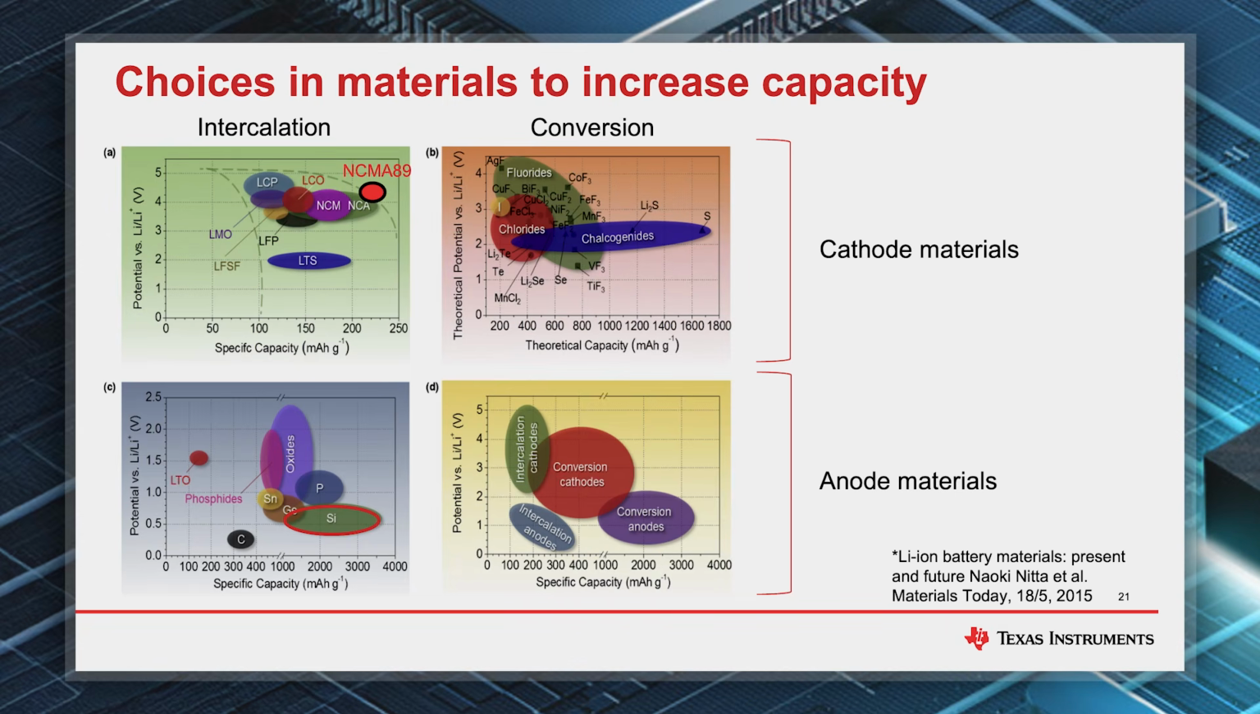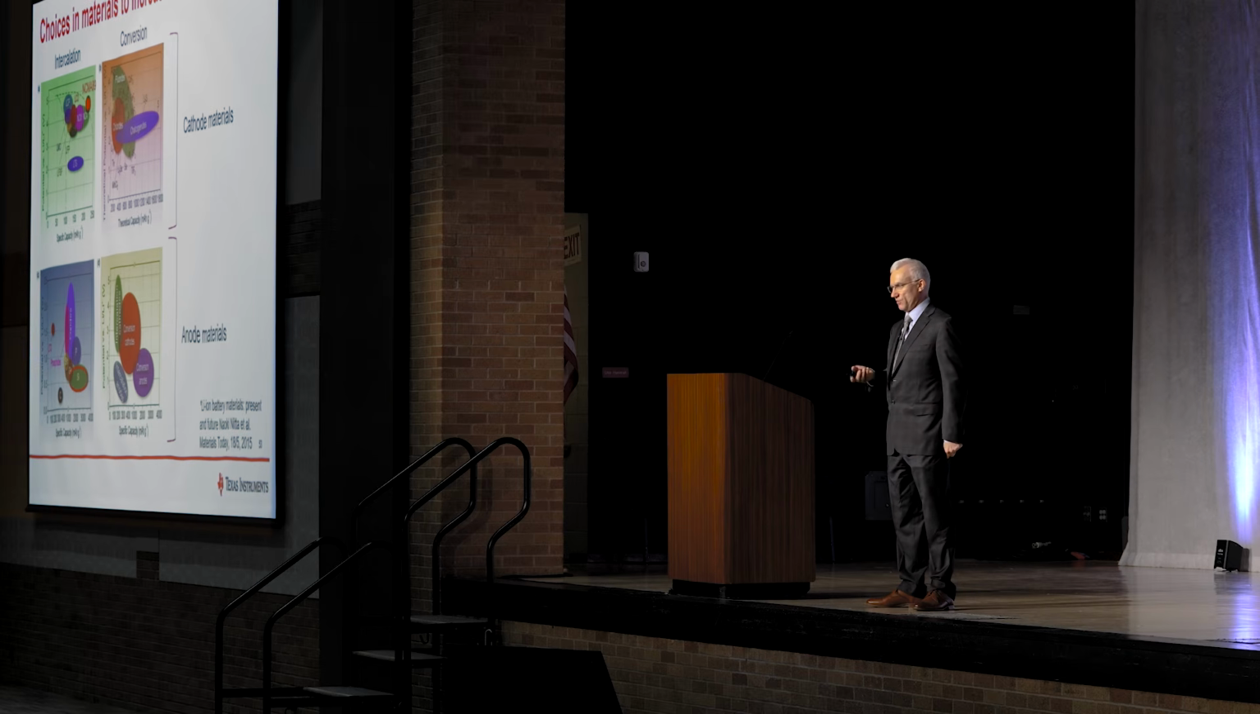But that is why there's still a lot of research going on. If you look at the research papers right now, many of them are actually on conversion materials because everybody has this far-away goal to achieve a much higher energy density. So this would happen at some point, but so far we are staying with just the intercalation materials. And most promising right now is actually silicon for the anode and CMA 89 for the cathode, which is some particular variety of NMC. So I'll look at each one of them a little bit closer.